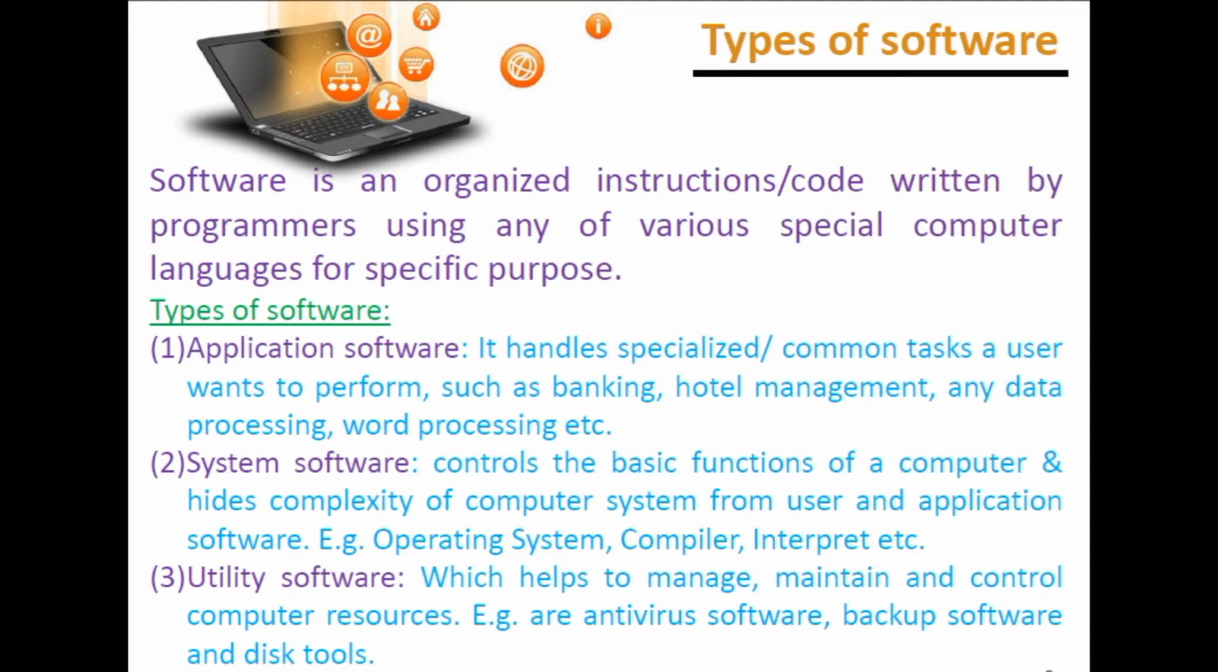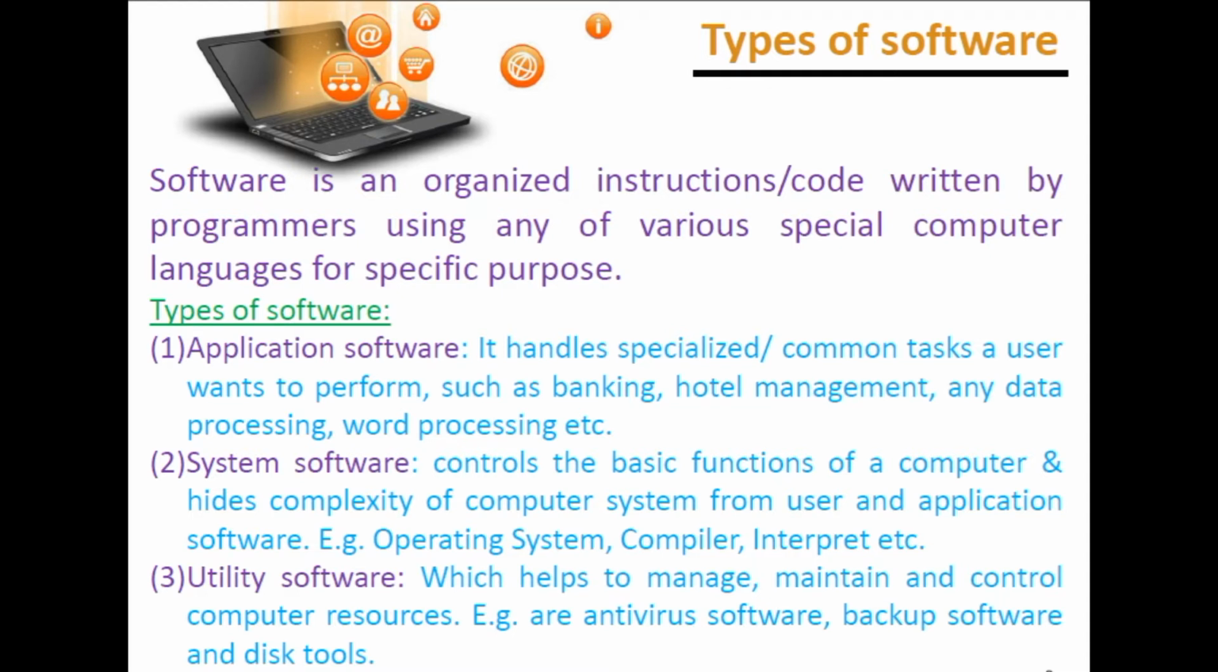Now we are going to understand how many types of software there are. There are three types of software available. The first is application software, the second is system software, and the third is utility software. Application software is used to handle common tasks that you want to perform on a computer, such as bank or hotel management, data processing, and word processing software. These are examples of application software.